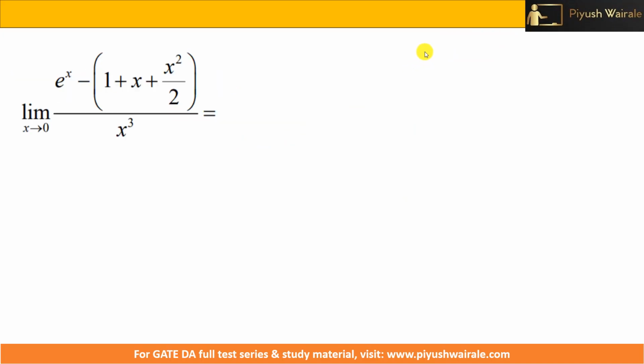Okay. Now, question number 6. So limit x tends to 0. This is given to us. Just put x equals 0 in the limit. So see what we are getting. 0 minus 1 plus 0 plus 0, okay, and then 0. So e to the power 0 is 1, so 1 minus 1 is 0. So it is 0 by 0 form.